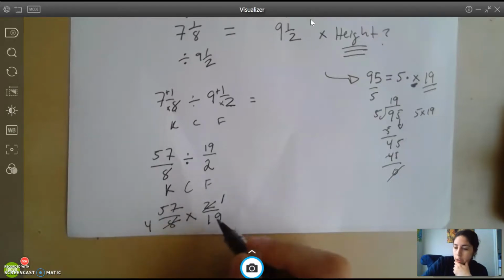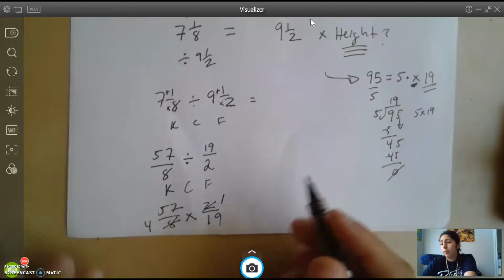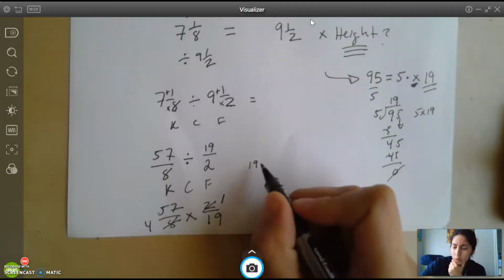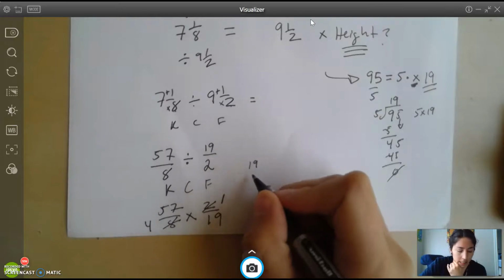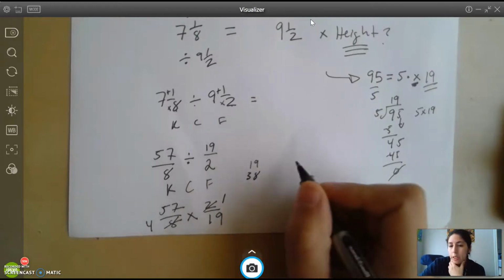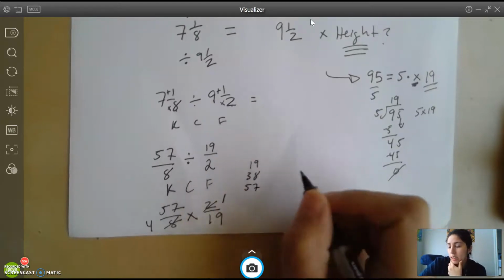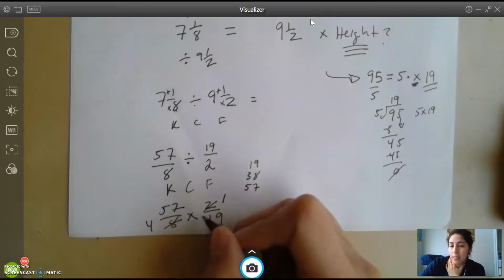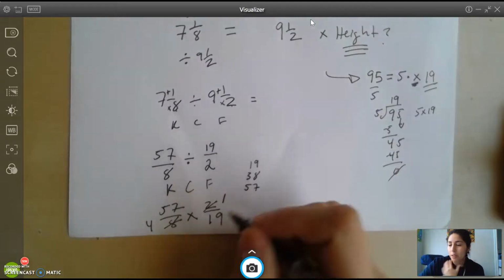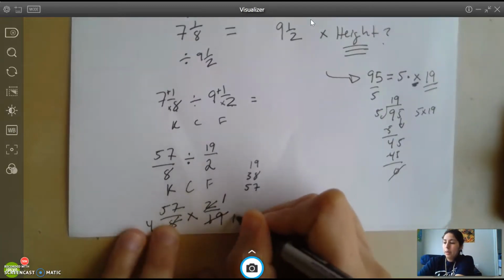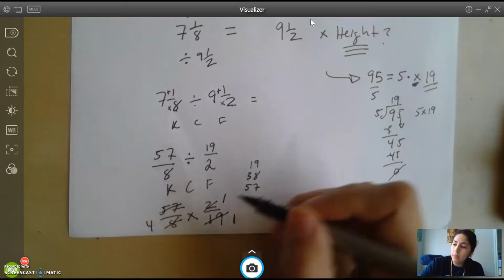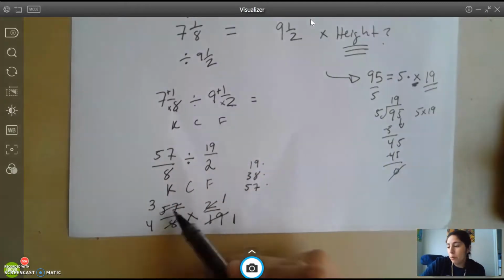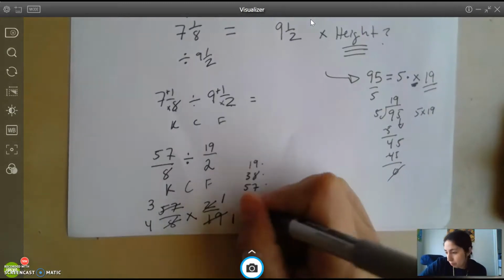I go across. 57 and 19. Okay, I don't know this off the top of my head, so I'm going to have to add 19 over and over again just to check. 19 plus 19 equals 38, plus another 19. Guess what? It does give me 57. So 19 and 57 technically are both multiples of 19. So 19 divided by 19 gives me 1. 57 divided by 19 is 1, 2, and 3. And now I've simplified both of these values as well.